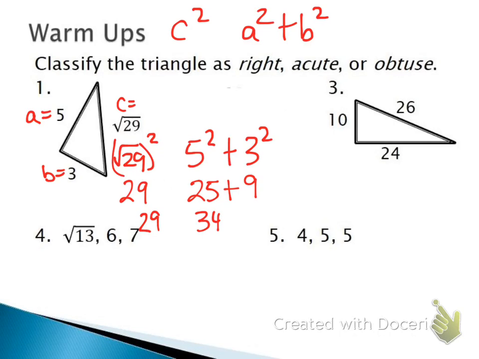How do 29 and 34 compare? 29 is less than 34, so this triangle is acute. If c squared is smaller, the triangle is acute.